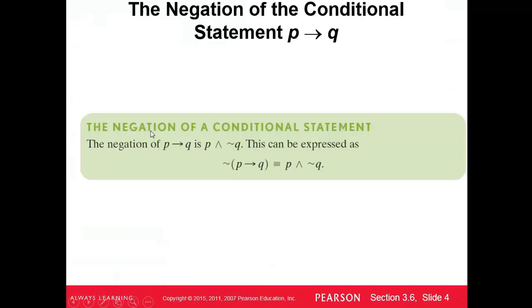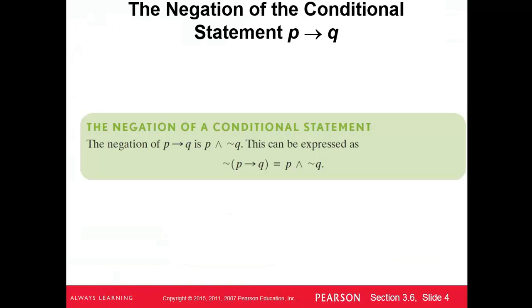and that is De Morgan's law. So we're first going to take a look at the negation of a conditional statement. How do you negate an if-then? Well, a lot of people think, well, I just negate P and negate Q, but that's not the case because that's an inverse. That's not a negation.